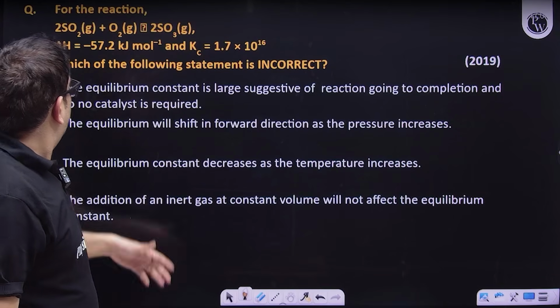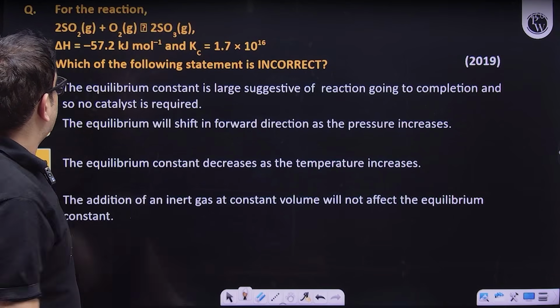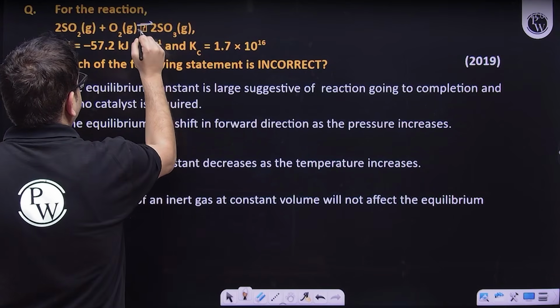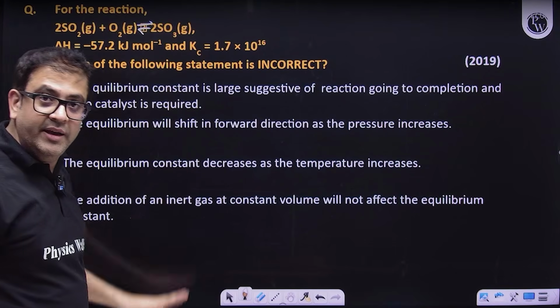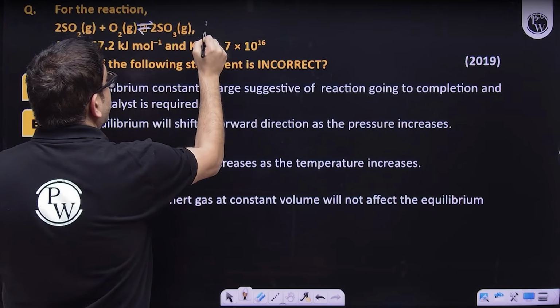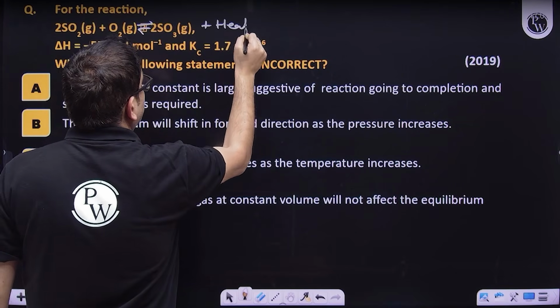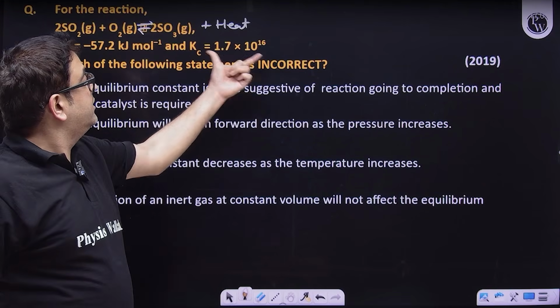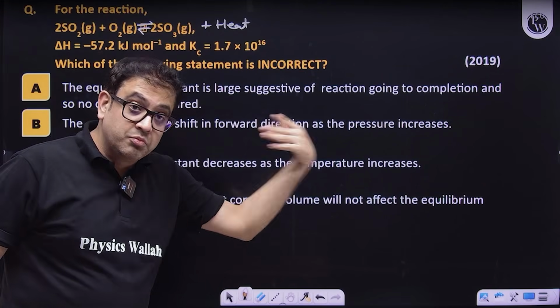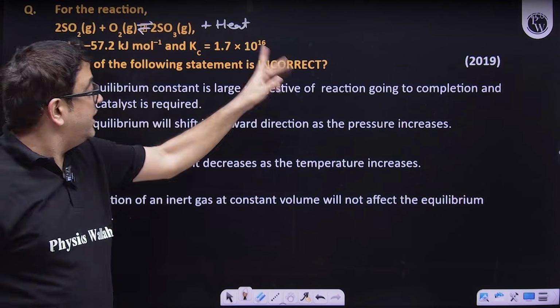Next, for the reaction, this is an equilibrium sign. Delta H is given to be negative, so it's an exothermic reaction. Kc is given to be very large, so product is mostly produced. Again, you have to say the incorrect statement.